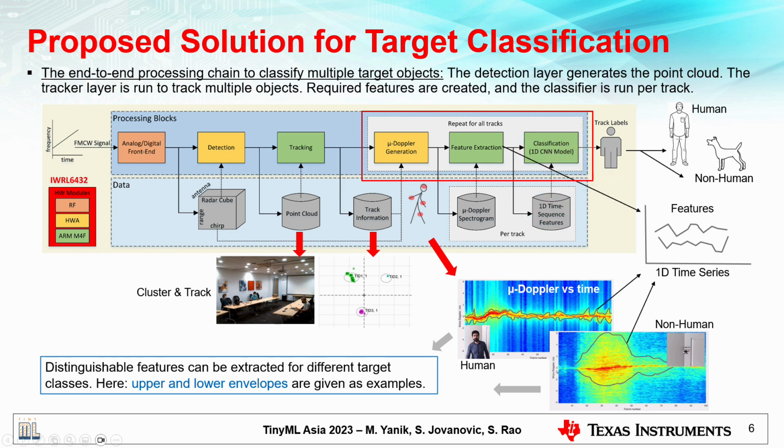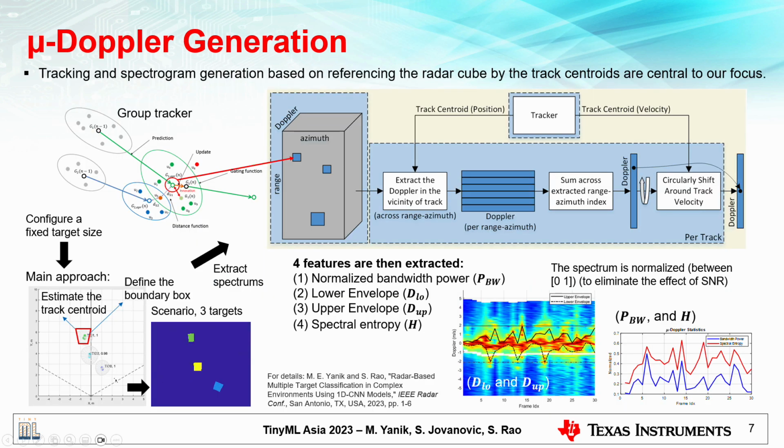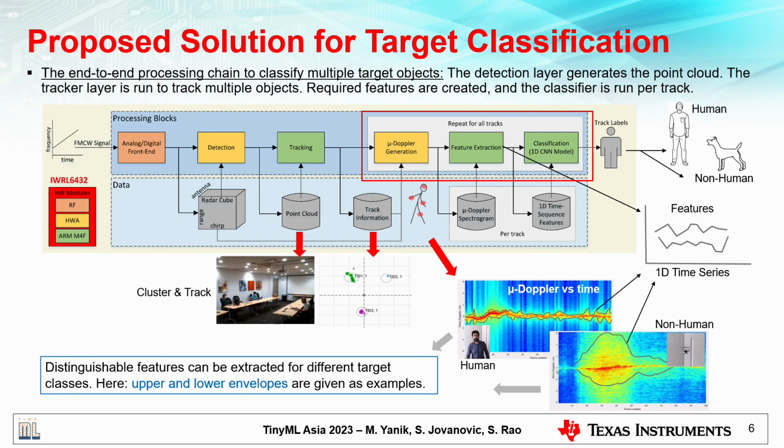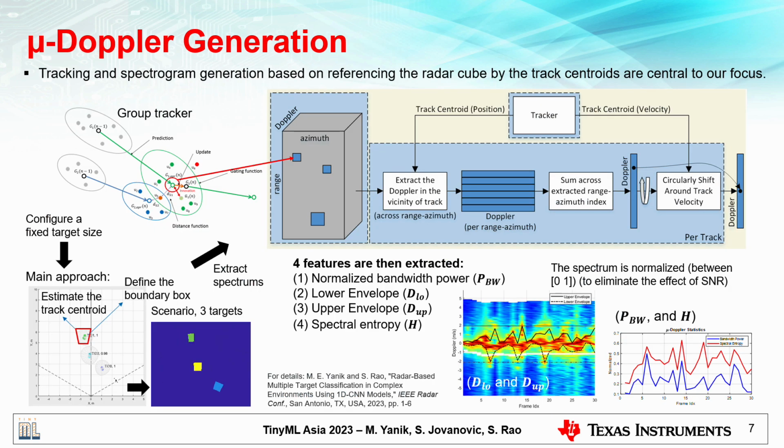Once we extracted these features, we applied relatively simplified machine learning models to make the classification work for multiple targets simultaneously on these tiny devices. This is an overview of the algorithm. As I mentioned, once the point cloud is generated and the tracker generates the multi-target centroids, we come back to the ADC raw data level, localize this information, and generate the Doppler information around the track, in its neighborhood.